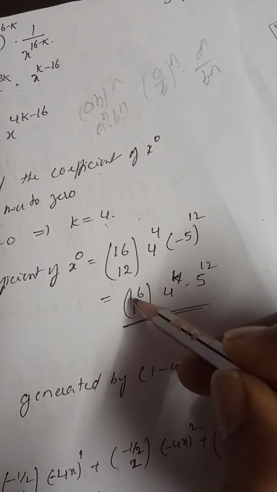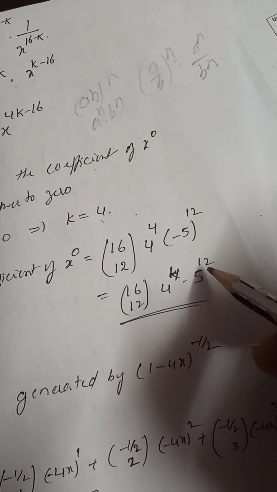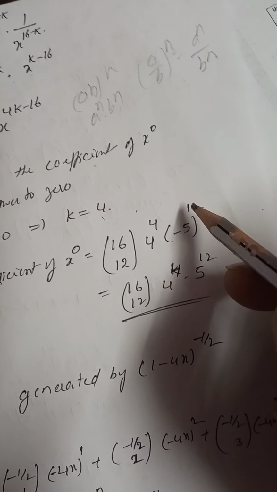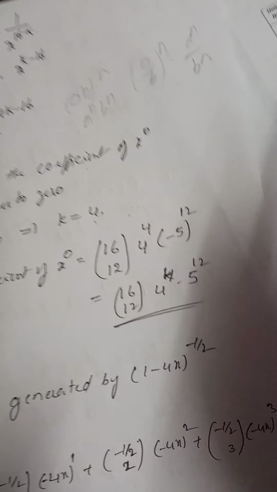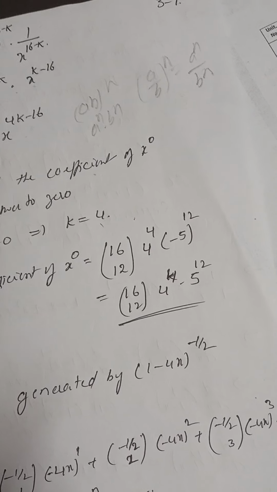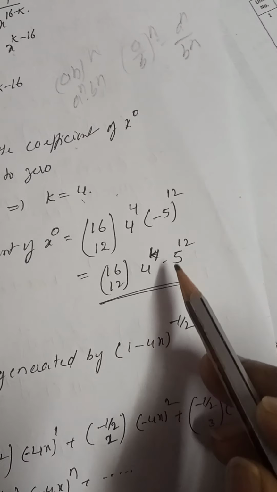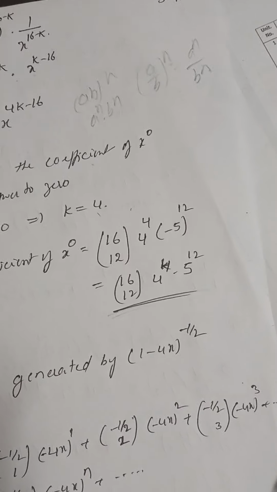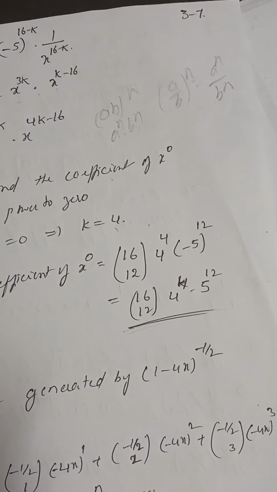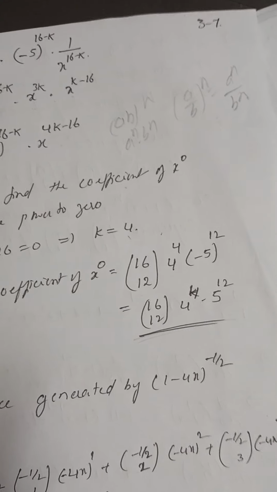That means 16C12 4 to the power of 4 5 to the power of 12, because (−5) to the power of 12 is an even power, no? That's why, an even number of minus signs is nothing but plus: minus into minus and so on, an even number of times, right? 5 to the power of 12 only. This is the coefficient of x power 0 in the given expansion of (4x³ − 5/x)^16. Right? The next one.